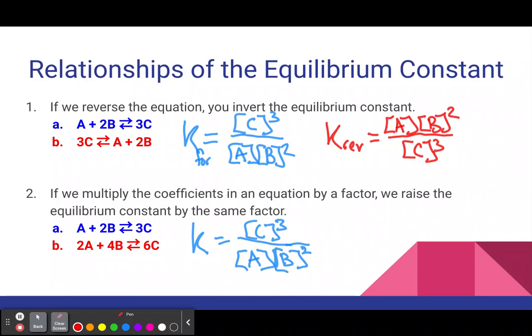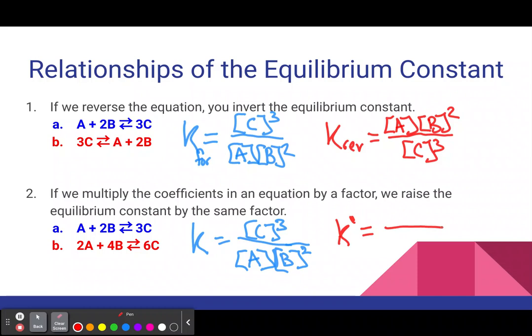Number 2 says, if we multiply the coefficients in the equation by a factor, we raise the equilibrium constant by that same factor. So if you guys take a look here, between A and B, I raised the coefficients by a factor of 2. So that's what I'm going to do for our new equilibrium constant. I'm going to call it K prime since it's a new one. It's not the original K.